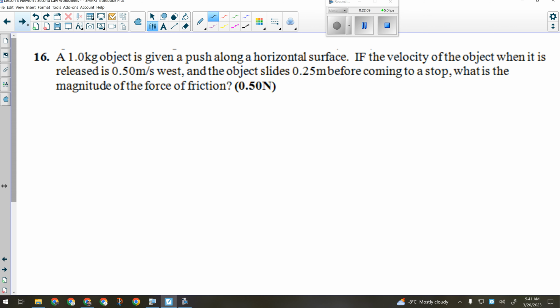Okay? So this is one of those context things you're going to come into all the time. Car slams on its brakes on a level road. Object slides to a stop along a level surface. A hockey player stops on an icy surface. Okay? All of those things, friction is the only force acting on the object that matters. It's the only unbalanced force. And in that case, it is the net force. So we are looking for the force of friction, which in this case happens to be the net force.